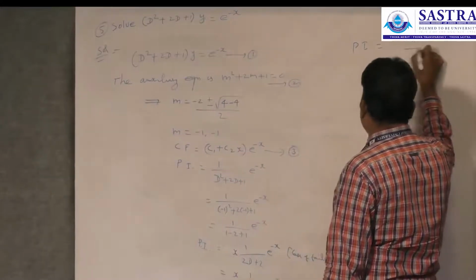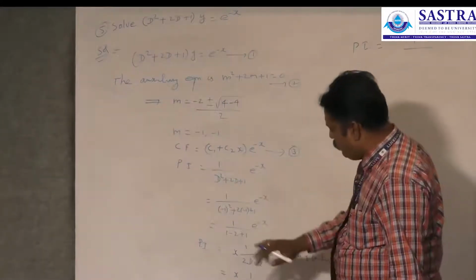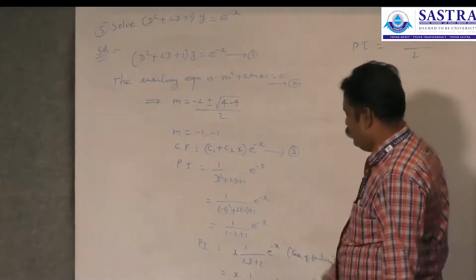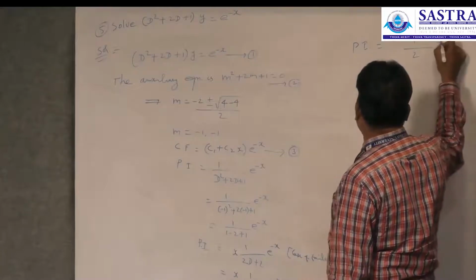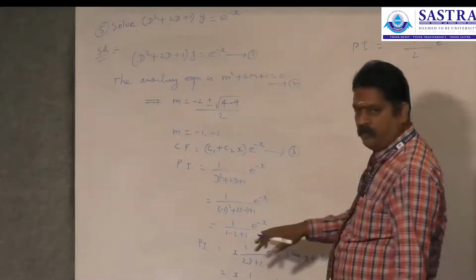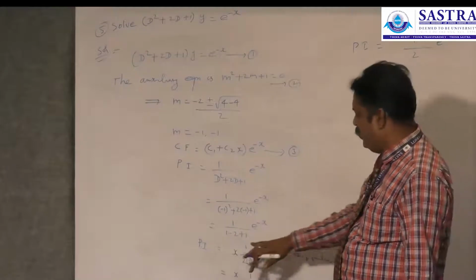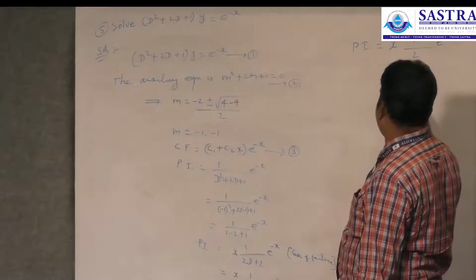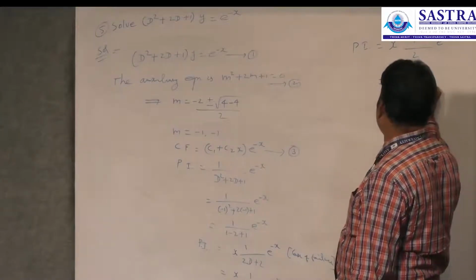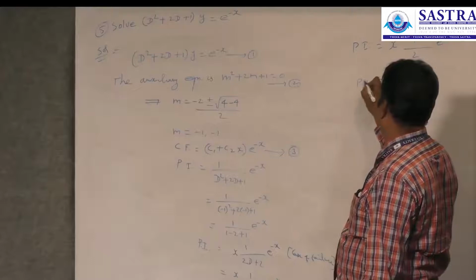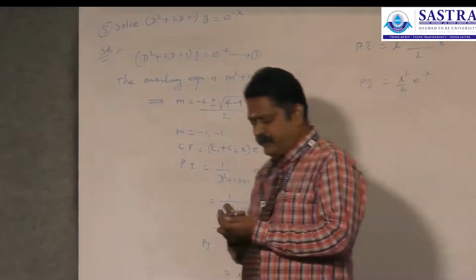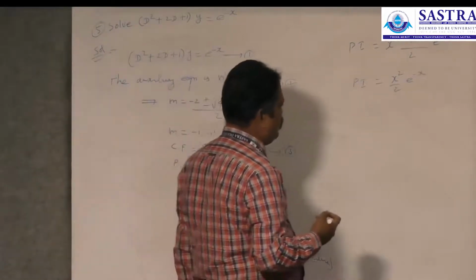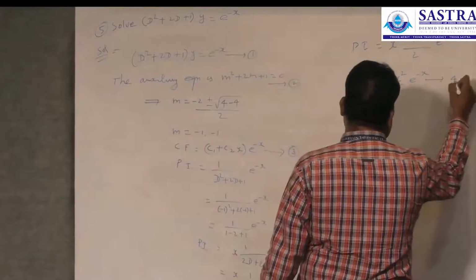1 divided by the derivative of 2D plus 2. When you differentiate 2D plus 2, we get 2 e power minus x. We have to multiply x to the numerator simultaneously. Already x is there, so it becomes x square. So x square by 2 e power minus x is the particular integral. There is no D in the denominator, so that's it.